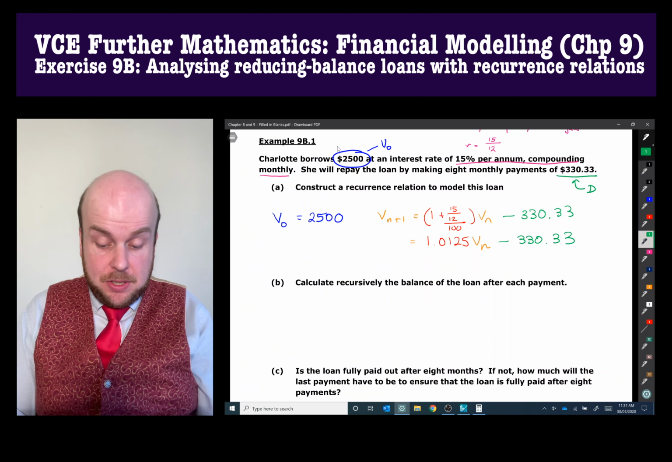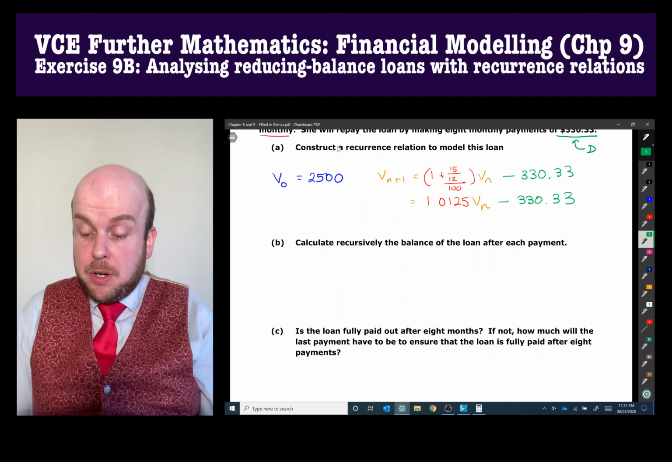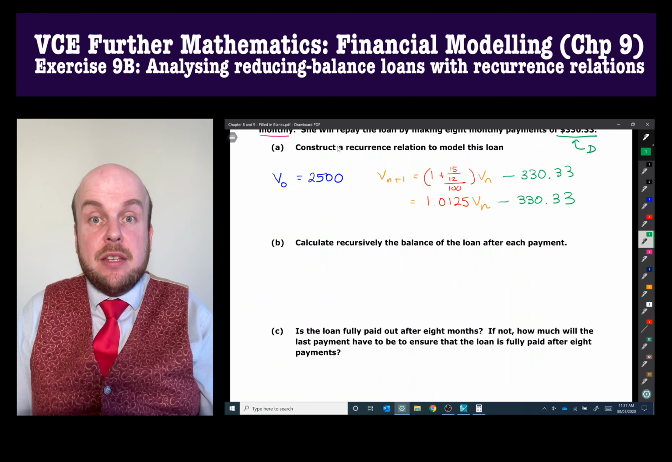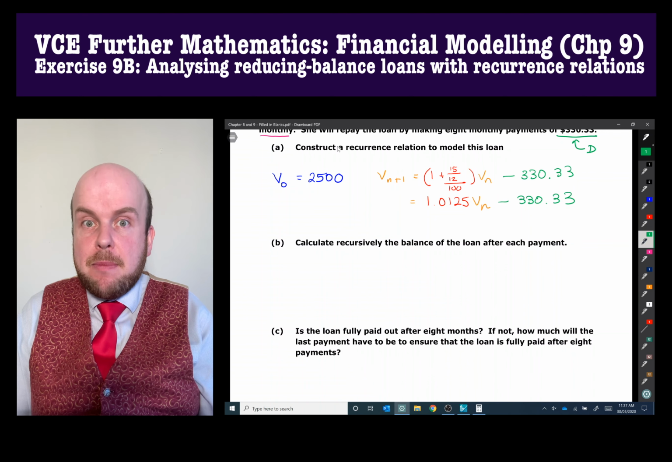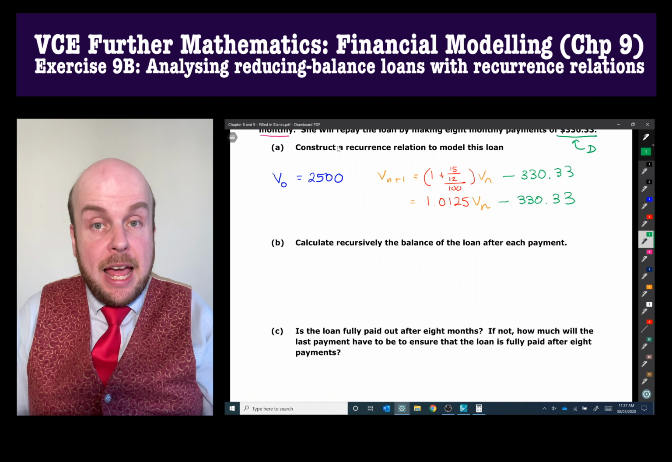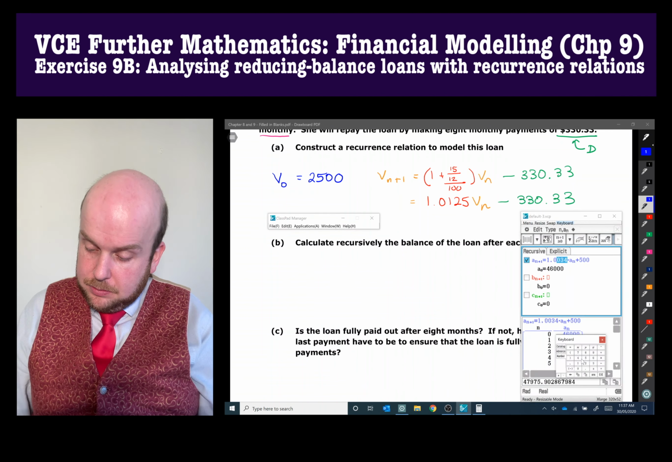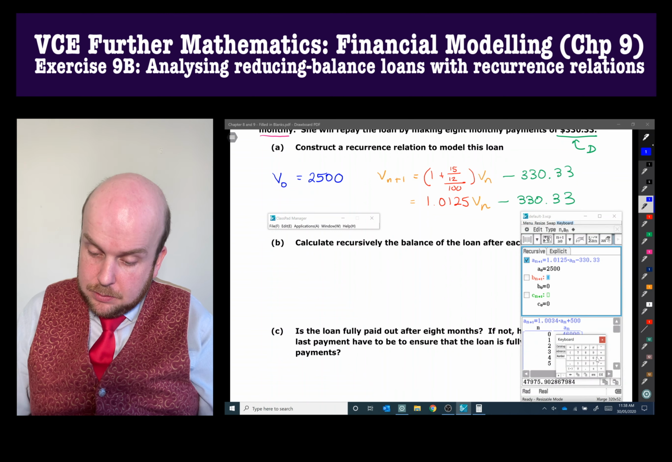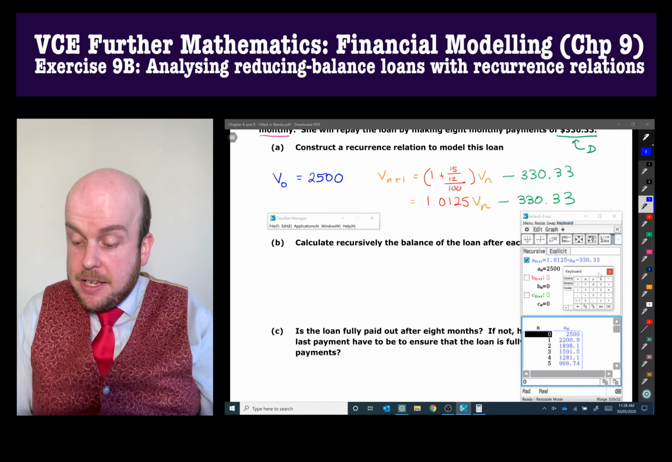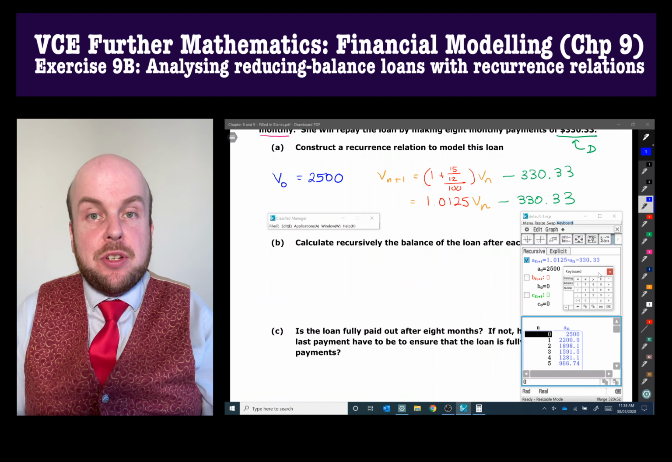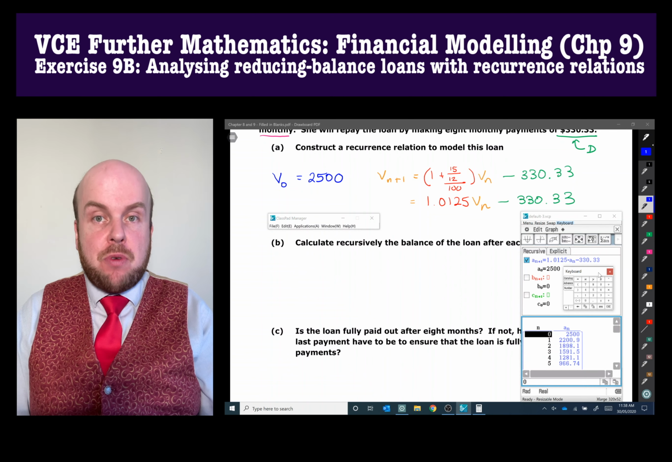B. Calculate recursively the balance of the loan after each payment. So this will require using the sequences option. We could do this by hand, of course. However, time is of the essence, so we shall let the CAS generate the sequence for us. So here we are, I've entered the recurrence relation into the sequences option, and now all I need to do is write down the values.